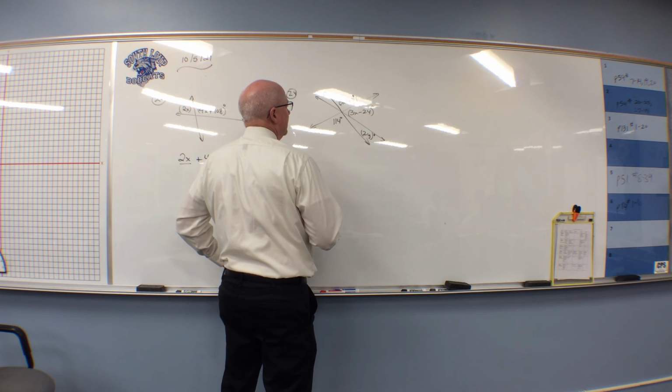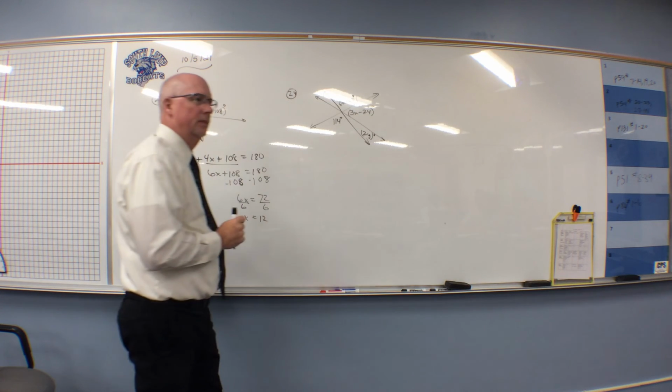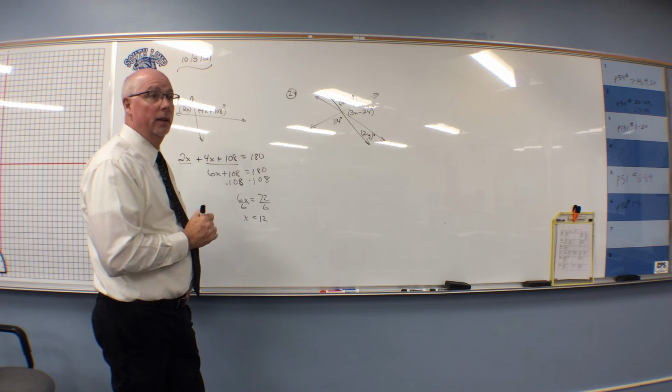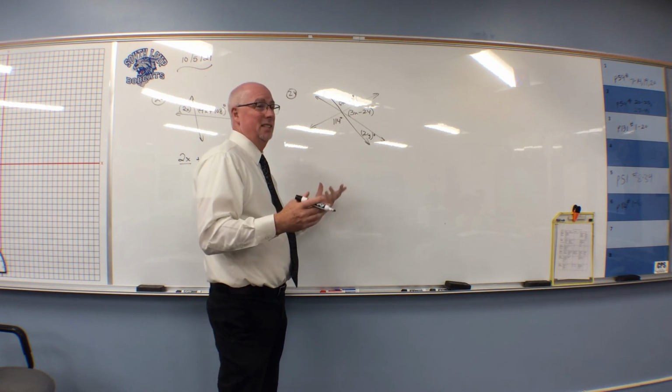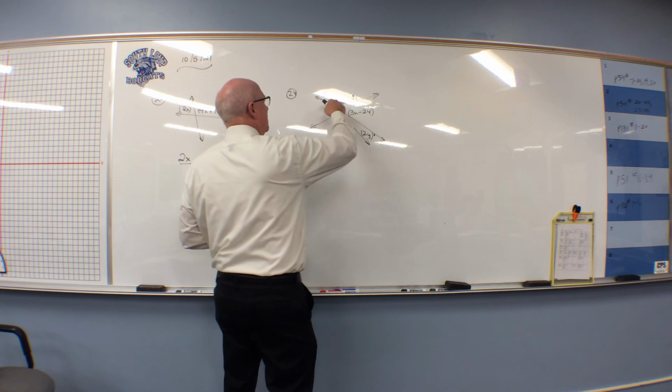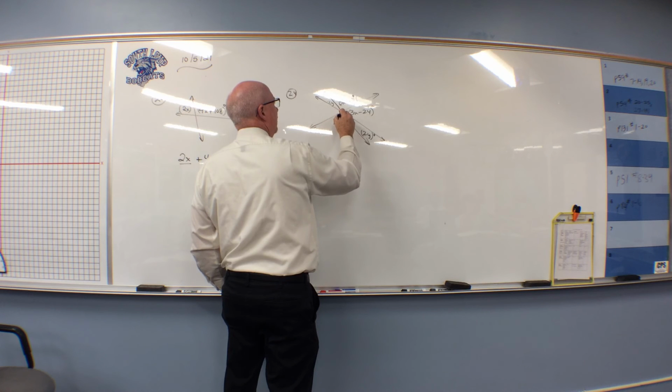Tell me about this angle, this angle, and this angle. They add up to 180, right? But I got two variables, don't I? So I can't just set them equal to 180. How big is this angle? 2y. How big is this angle? 3x minus 24. How do you know that? Because it's vertical.